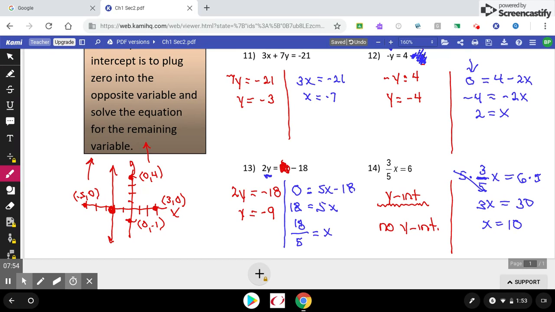So most people remember the cover-up method, but not everybody remembers this deal right here. The reason you're doing the cover-up method is because you are plugging 0 in for one of the variables. And if you plug 0 in for one of the variables, it goes away.